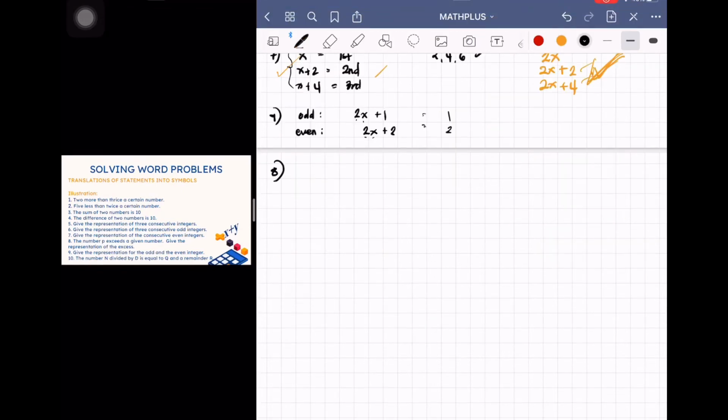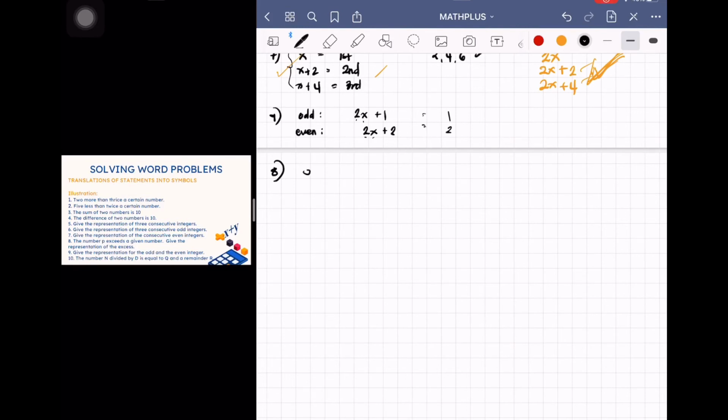So let's go back to the number we skipped. Let's go back to number 8. The number p exceeds a given number. Give the representation of the excess. Kano daw yung labis? So si p daw, labis daw siya, or mas malaki siya, di ba? P exceeds a given number. Give the representation of the excess.